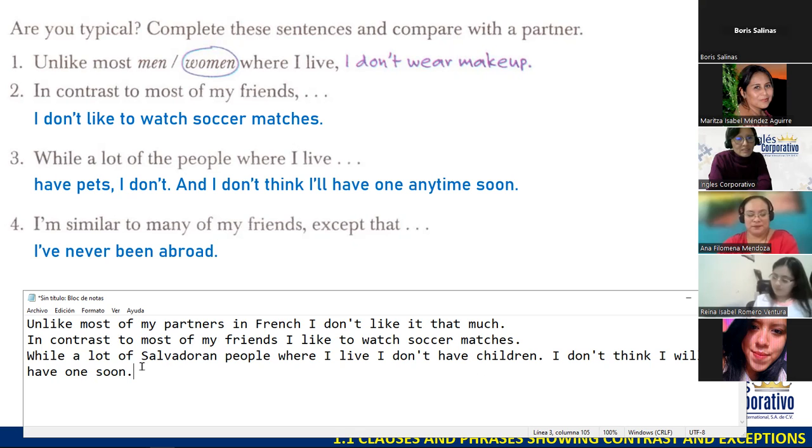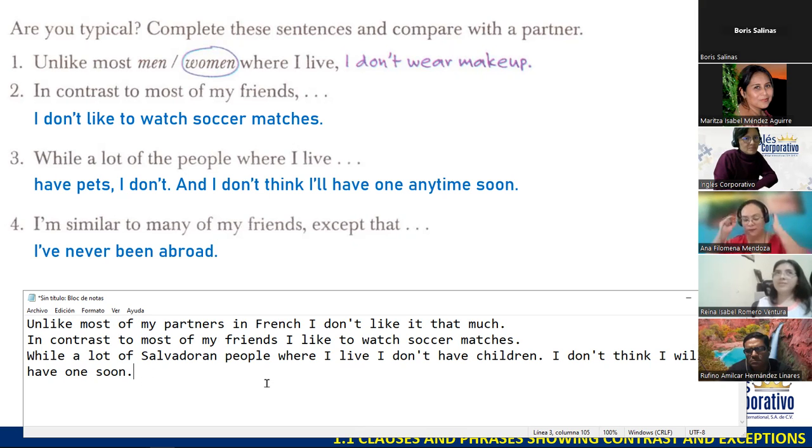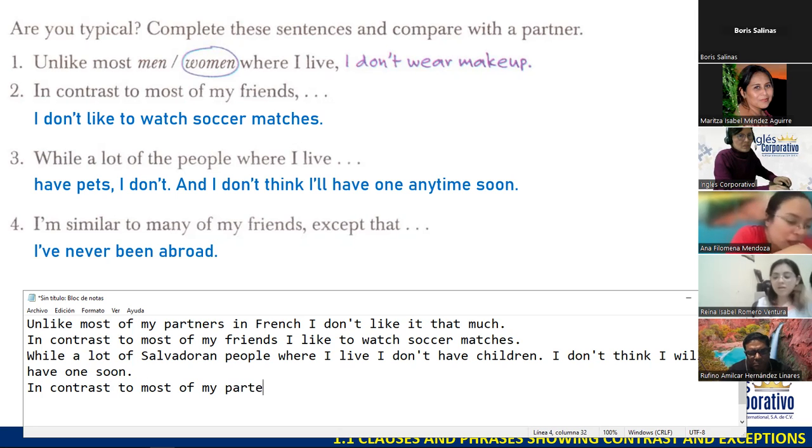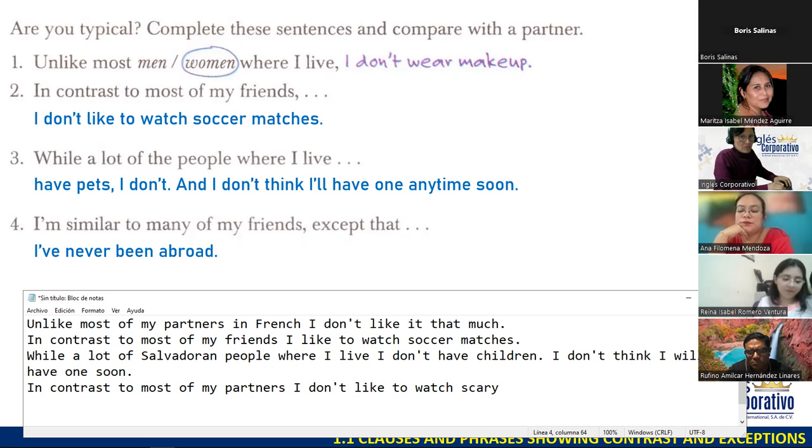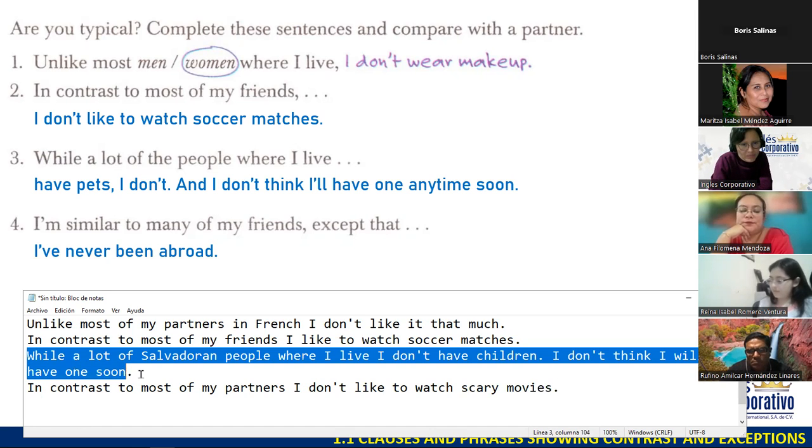Very good, excellent. Boris. Okay, in contrast to most of my partners, I don't like to watch scary movies. I don't like to watch scary movies, you said, right? Scary movies, yes. Okay, very good. Excellent. Solo tengo algo con esta. My brain is analyzing this one. Why are there a lot of Salvadoran people where I live?